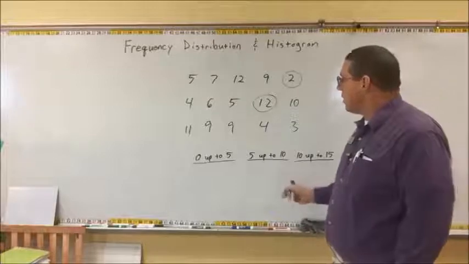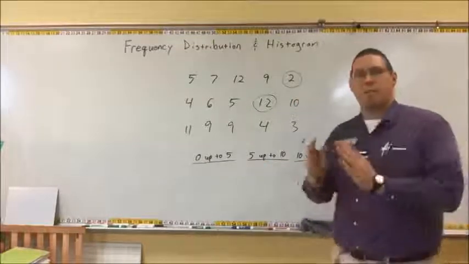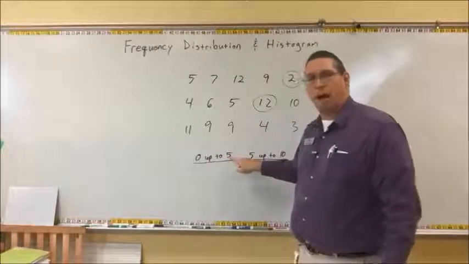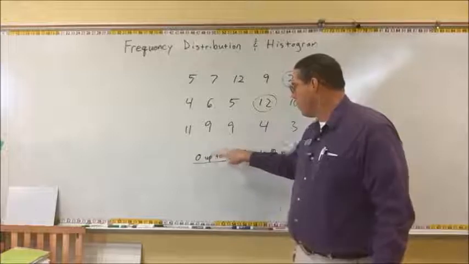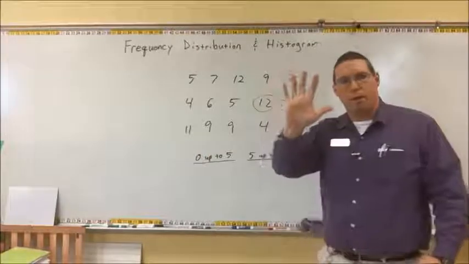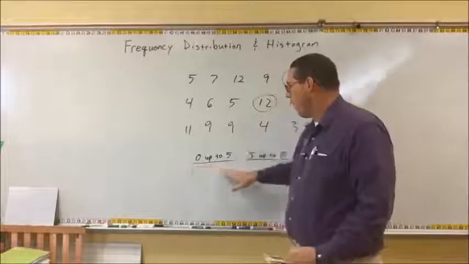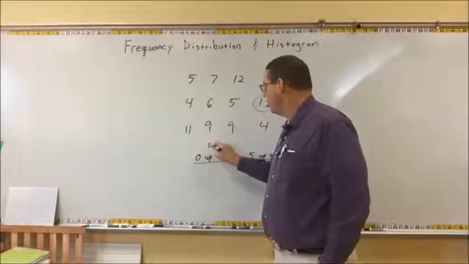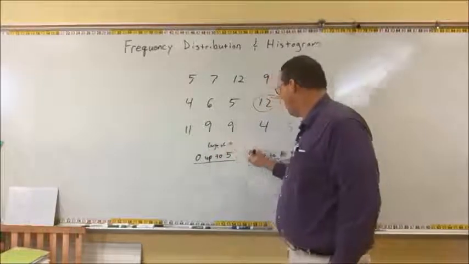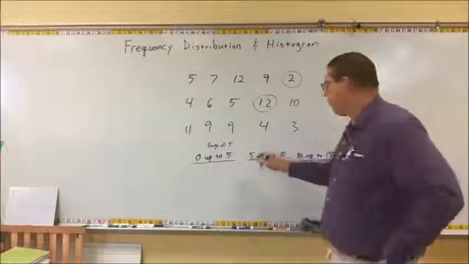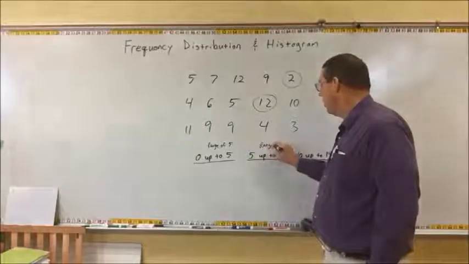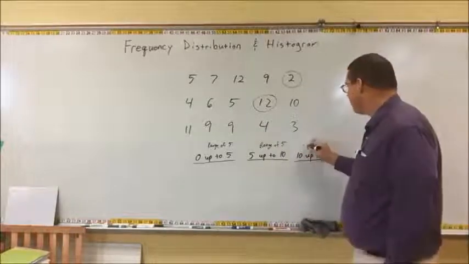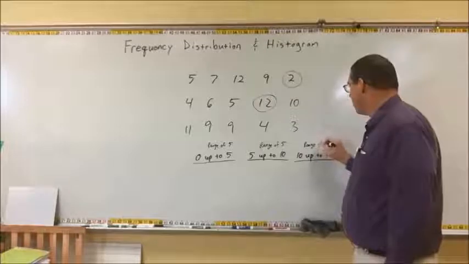The first thing you have to understand is that all of your classes should have the same size, okay? You can see starting at 0 and going up to 5, if we do this number minus this number, 5 minus 0 is 5. So this class has a width, a range of 5. And here 10 minus 5 is also 5. This has a range of 5, and then 15 minus 10 is also 5. So this class has a range of 5.